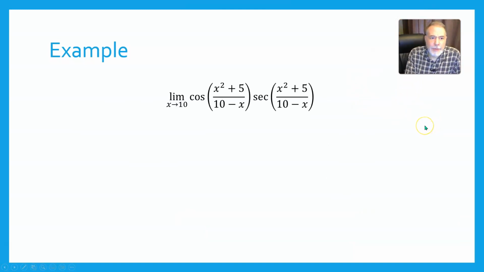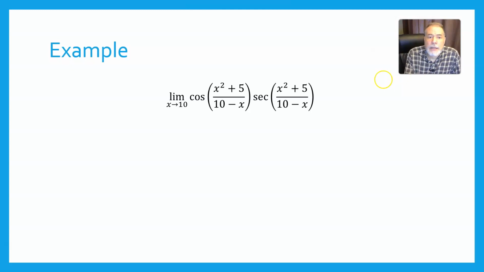What about this example? What's the limit as x approaches 10 of cosine of x squared plus 5 over 10 minus x times the secant of x squared plus 5 over 10 minus x? Now think about this for a minute. At first you're tempted to say something like, oh, it's undefined, or there's no limit, or something like that because of the 0 in the denominator when x approaches 10. But we don't really care about that. Remember, we don't care what happens when x is 10. All we care about is what happens when x is close to 10.